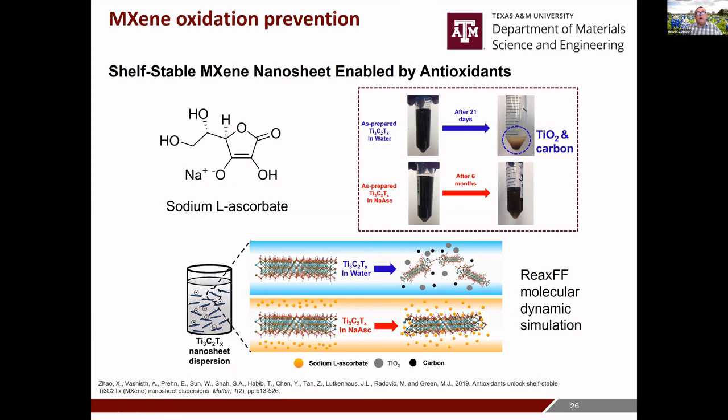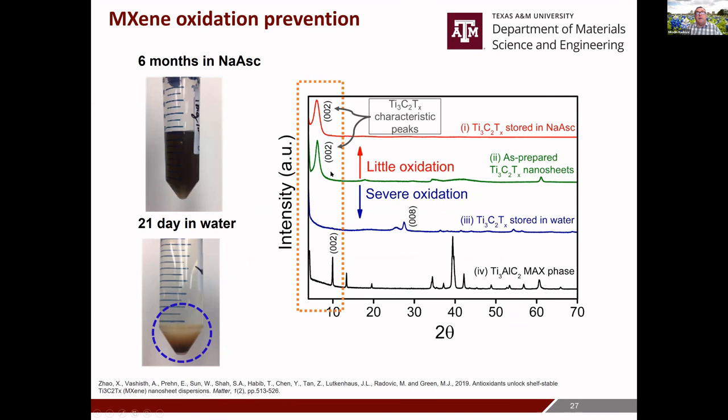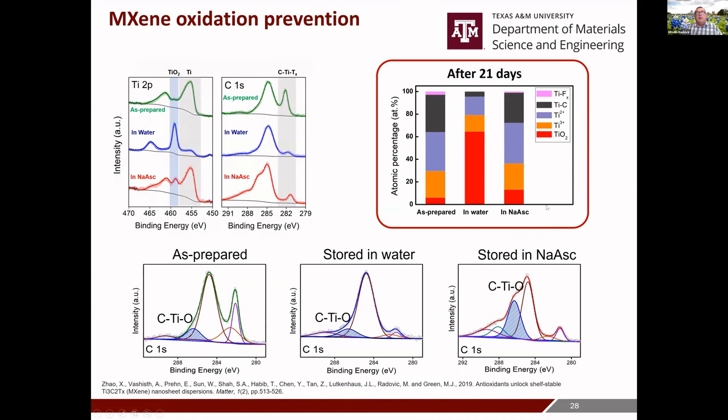XRD also confirms that when we start with as-prepared nanosheets, after 21 days we don't see the typical characteristic peak for MXenes, while those stored in sodium ascorbate show a very stable structure and no formation of any oxides. And this is also confirmed by XPS: as prepared in water, the fraction of titanium oxide is significantly higher after 21 days, while for those protected in sodium ascorbate it is much lower, a little bit higher than in the case of water, but controllable.